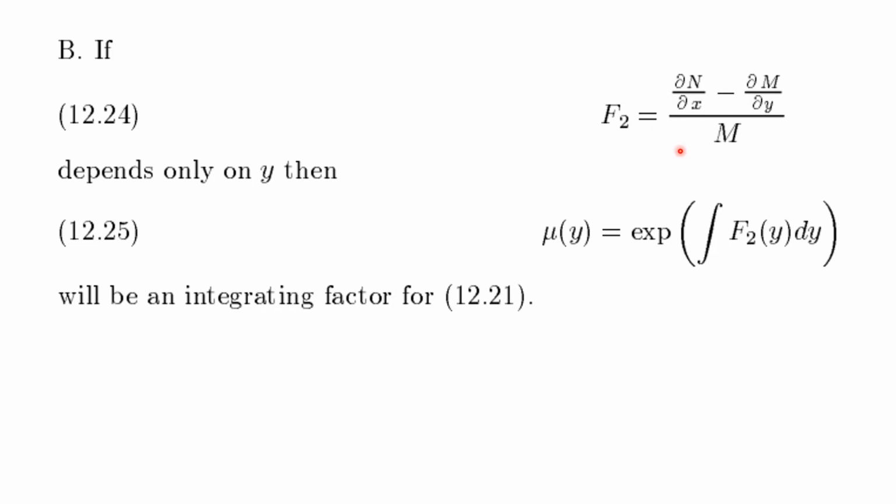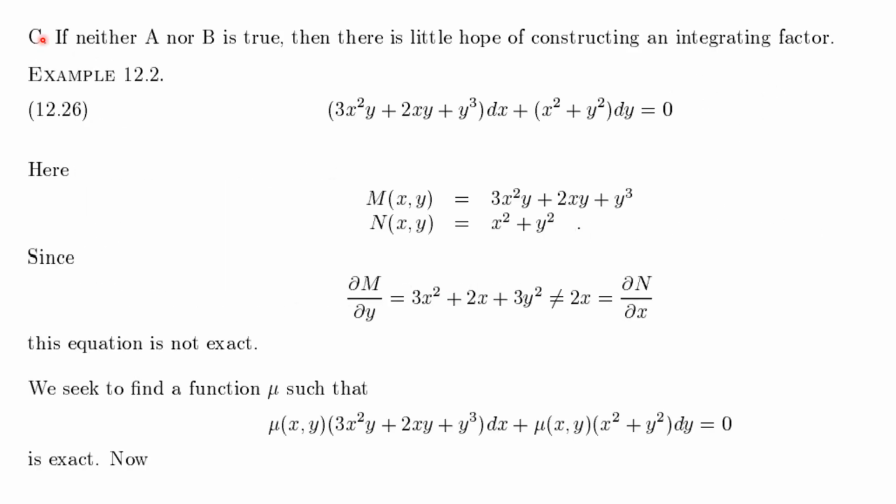Similarly, if what we call f2 here, that's the partial of n with respect to x minus the partial of m with respect to y over m, depends only on y, then mu of y equals, and we just exponentiate this expression, will be an integrating factor for our problem. Now, if neither of those conditions are true, then it's a very difficult problem, and there's little hope of constructing an integrating factor, although I did show you that it can be done, but it is largely a guess and check. Let's do an example then of this.